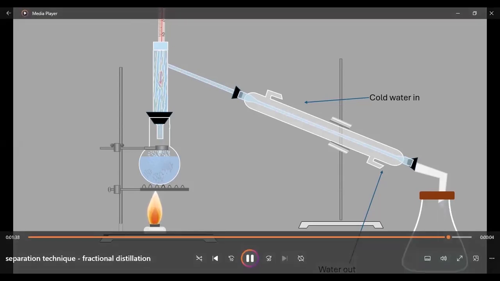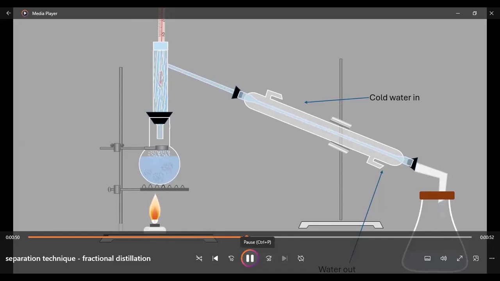Fractional distillation is what is used in the industry to separate crude oil. We have several components: you have petrol, you have kerosene, you have diesel, or lubricating oil. All of these are components of crude oil. These components are separated using fractional distillation, because the boiling points of these components are quite close to each other.